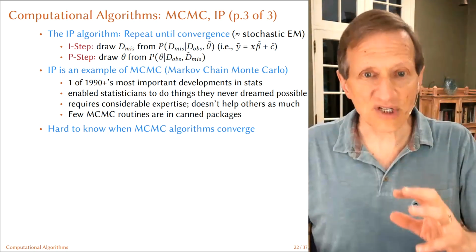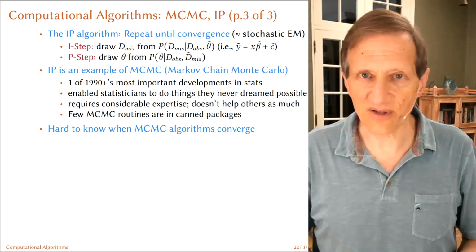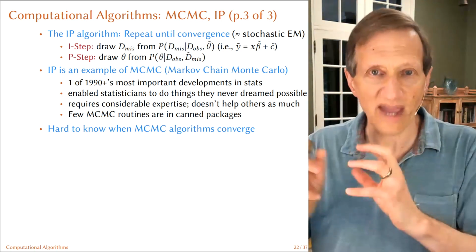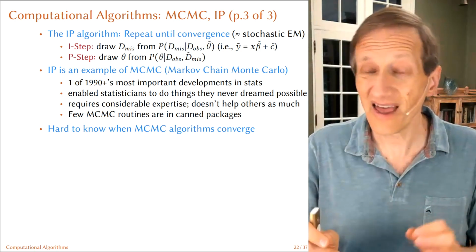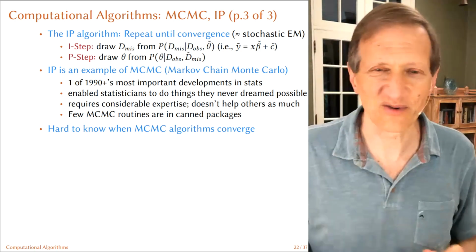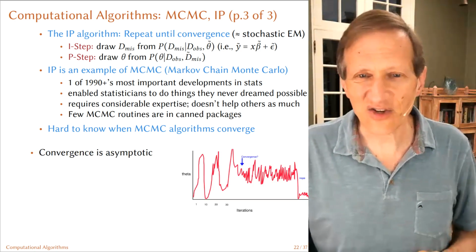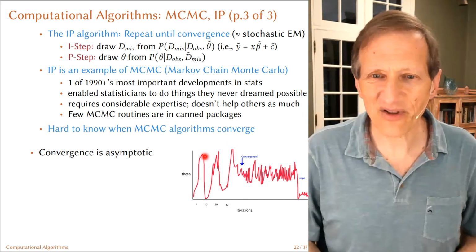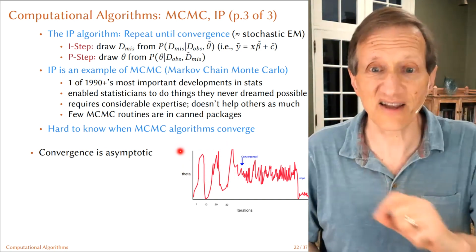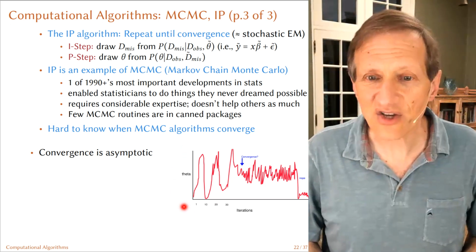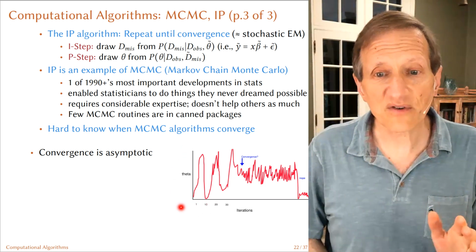It's important to understand that when you're using MCMC algorithms, they converge stochastically, not deterministically, not to a point, but to a distribution. And so it's hard to know when it's over, right? It's an interesting game. So here's just an example. Convergence is asymptotic. If you ran it to infinity, you'd get there, but we're not there. So you have to do plots like this.